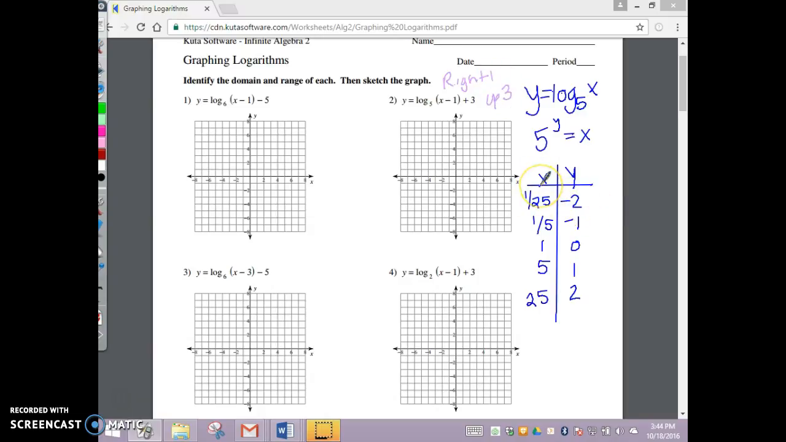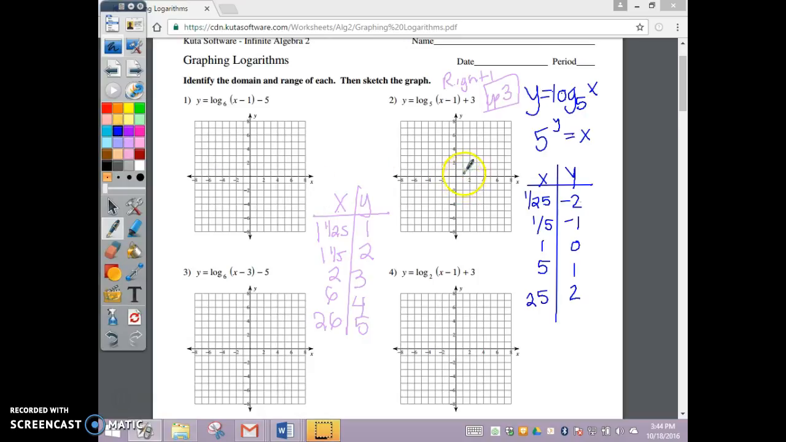So I'm going to add 1 to all of my x's. So I'll put my other table over here. Add 1. 1 and a 25th. 1 and a 5th. 2, 6, 26. Up 3. I'm going to add 3 to all my y's. So that's 1, 2, 3, 4, and 5.